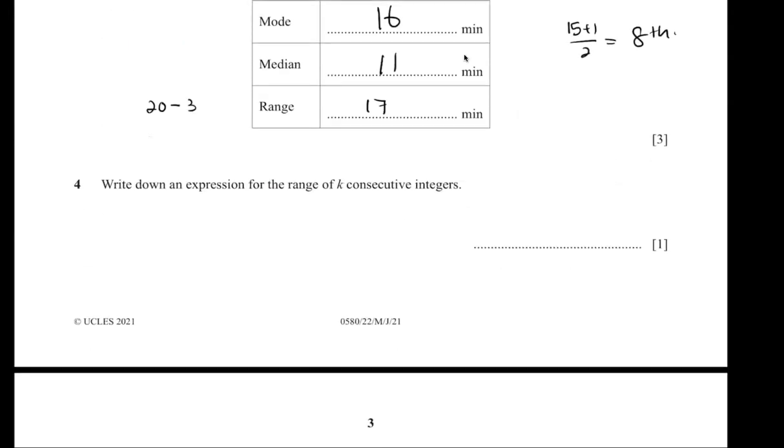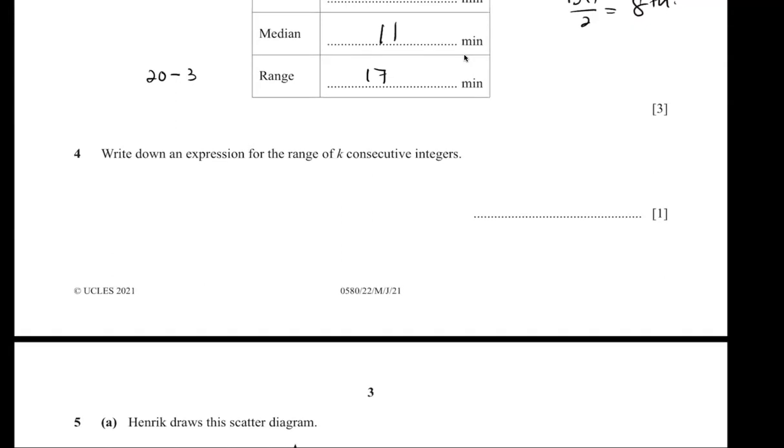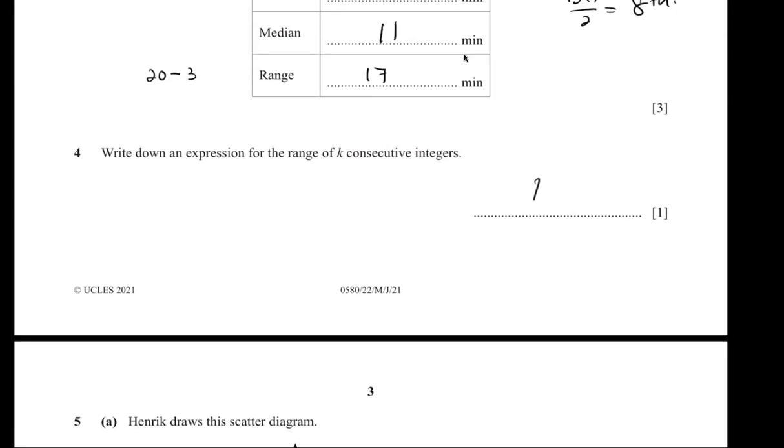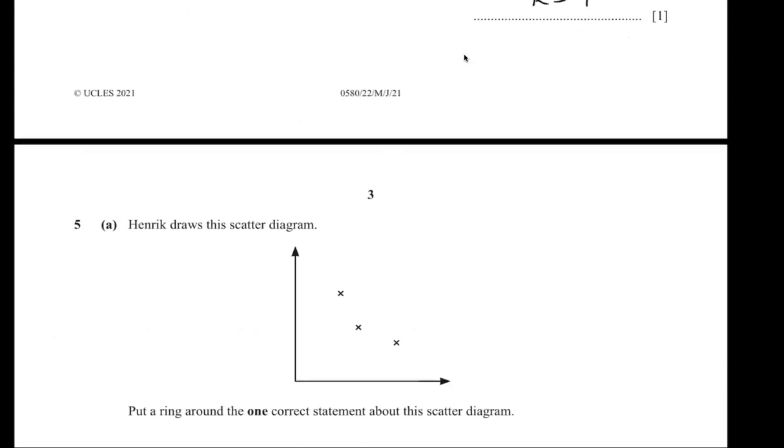Write an expression for the range of k consecutive integers. This one is k minus 1.